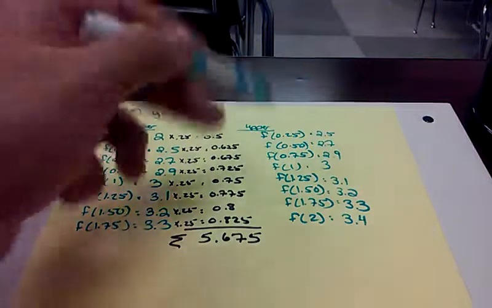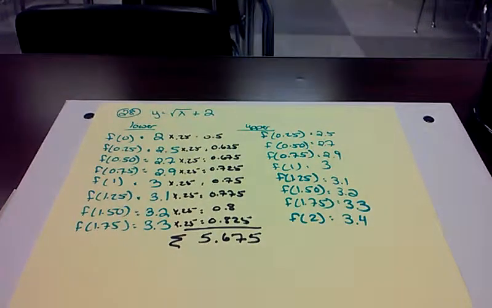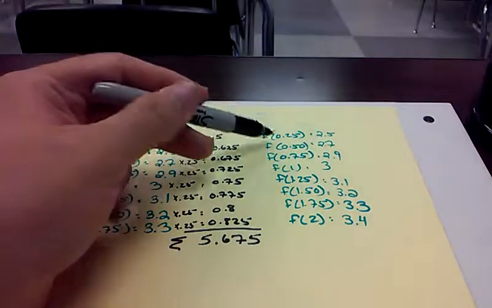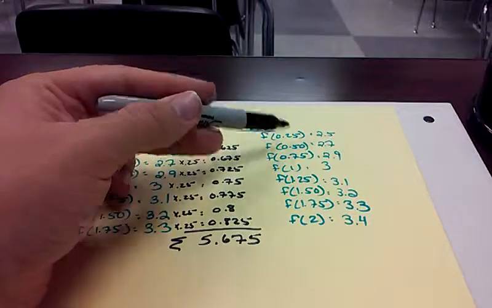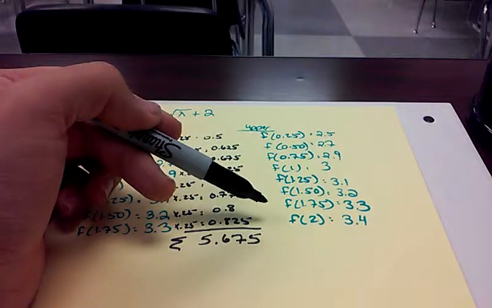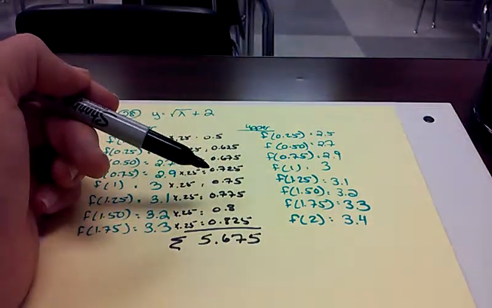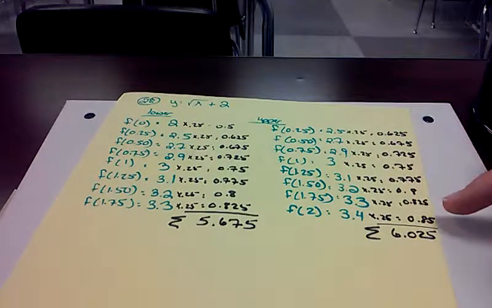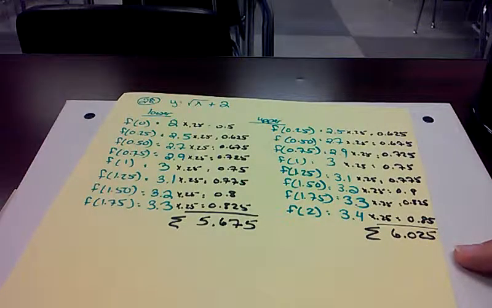All right, now that I've got all those values, those are the heights of the rectangles. So to find the area, I'm just going to simply multiply each one of these by 0.25 and then add them all together, and that'll be my upper approximation. All right, after doing all the arithmetic for that, I added them up and got 6.025.